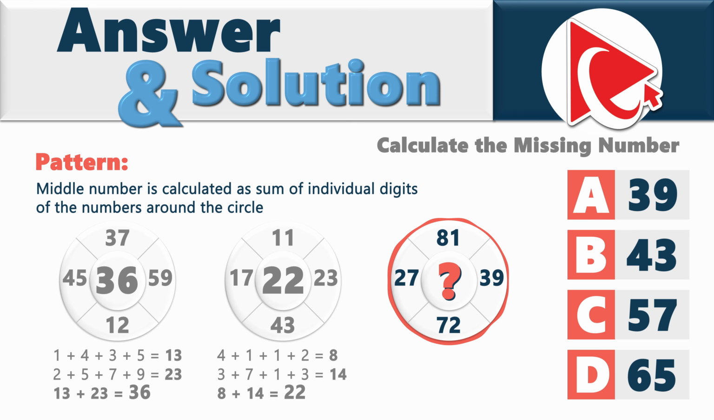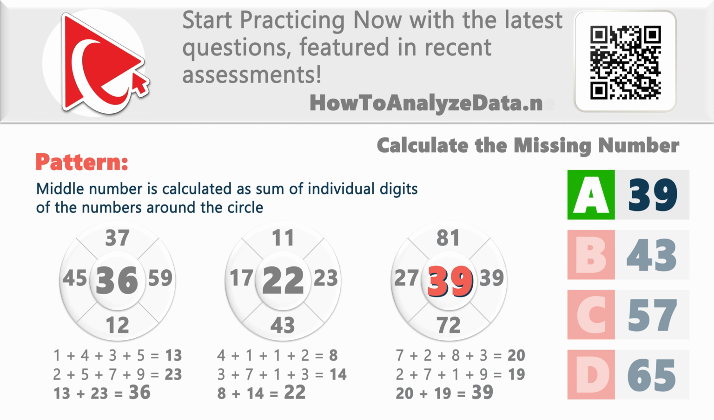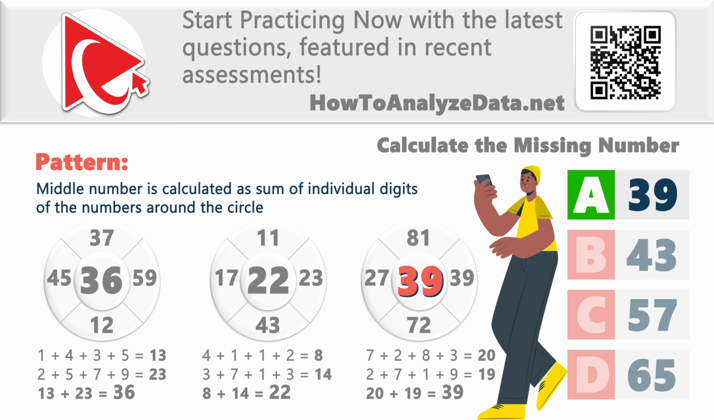And now is the magic time. Let's calculate the missing number. 7 plus 2 plus 8 plus 3 equals 20. 2 plus 7 plus 1 plus 9 equals 19. 20 plus 19 equals 39. So the correct answer here is choice A, 39. But wait, there is more. As I mentioned, there is an alternative way to do calculations. Have you figured it out? Make sure to give yourself a reward by posting your answer in comments.